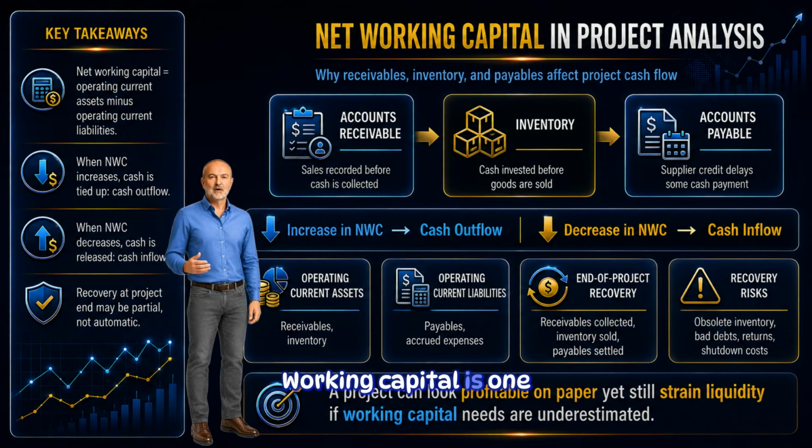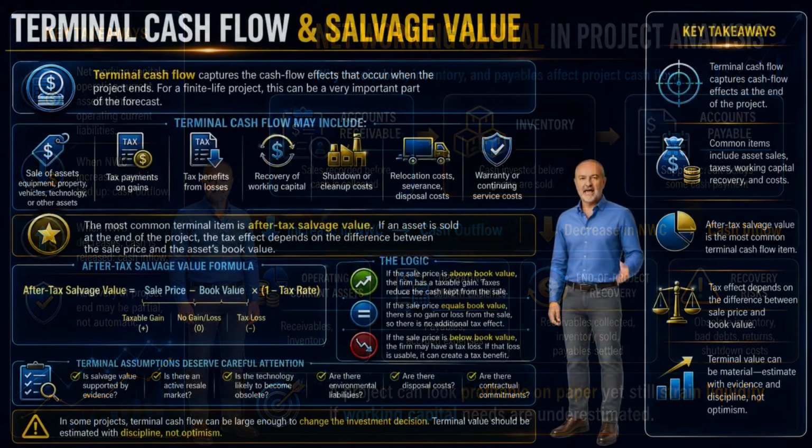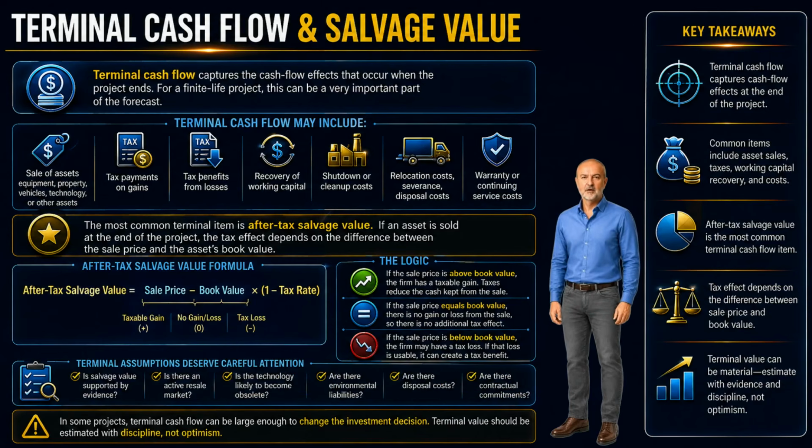Working capital is one of the reasons accounting growth and cash generation can differ. A project may appear profitable, but still strain liquidity if working capital needs are underestimated. Let's turn to terminal cash flow and salvage value. Terminal cash flow captures the cash flow effects that occur when the project ends. For a finite life project, this can be a very important part of the forecast.